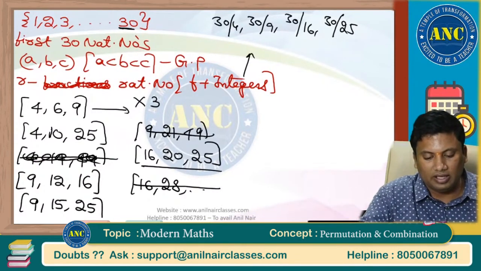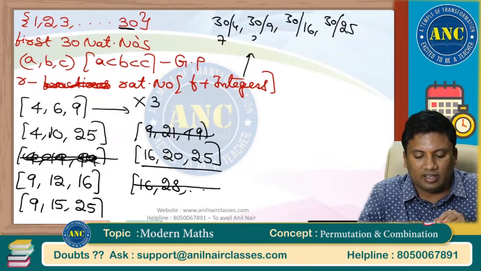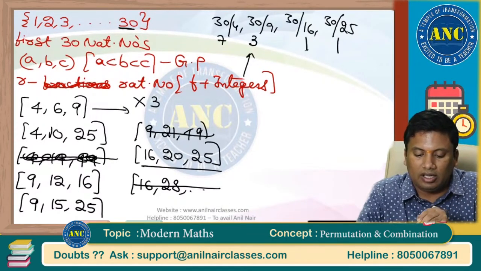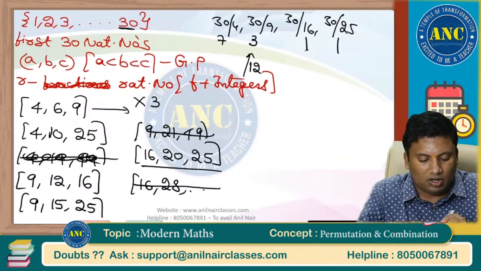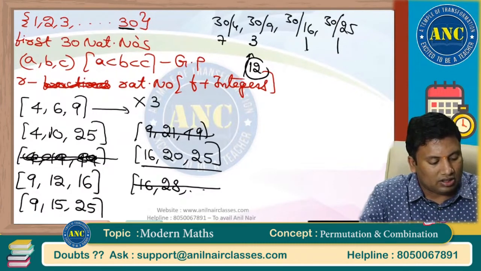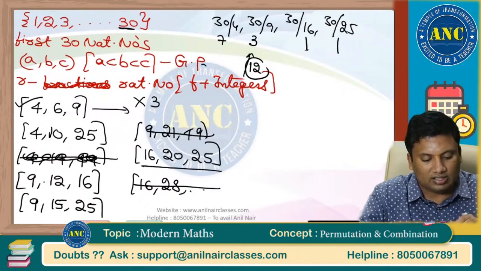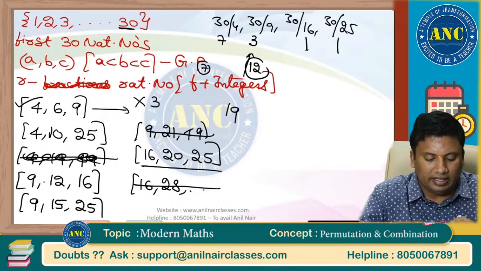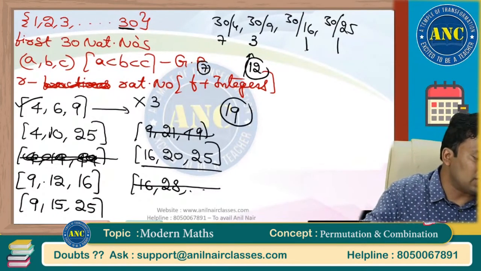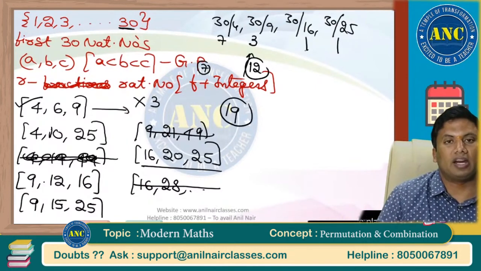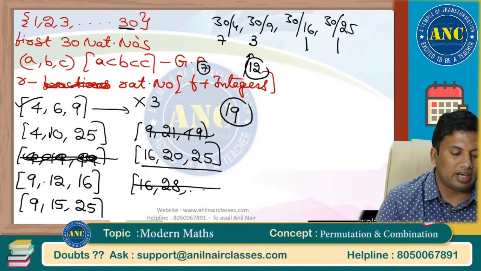So what will be the answer here? Here I got 7. Here 3. Here 1. Here 1. Total here I got 12. Here I got 3 cases. 4, 5, 6, 7. Here 7. So total 19 cases I got. Is the logic clear? Kindly reply in the live chat in case you got any doubts.